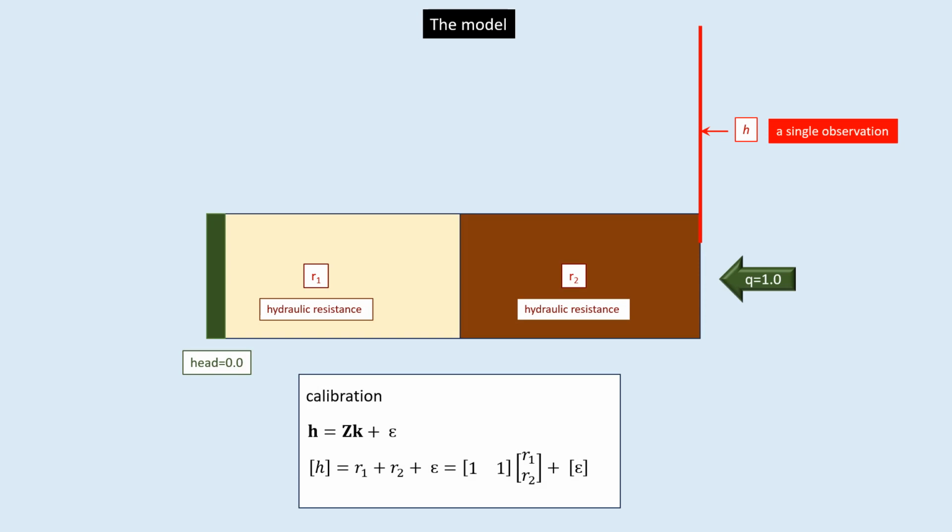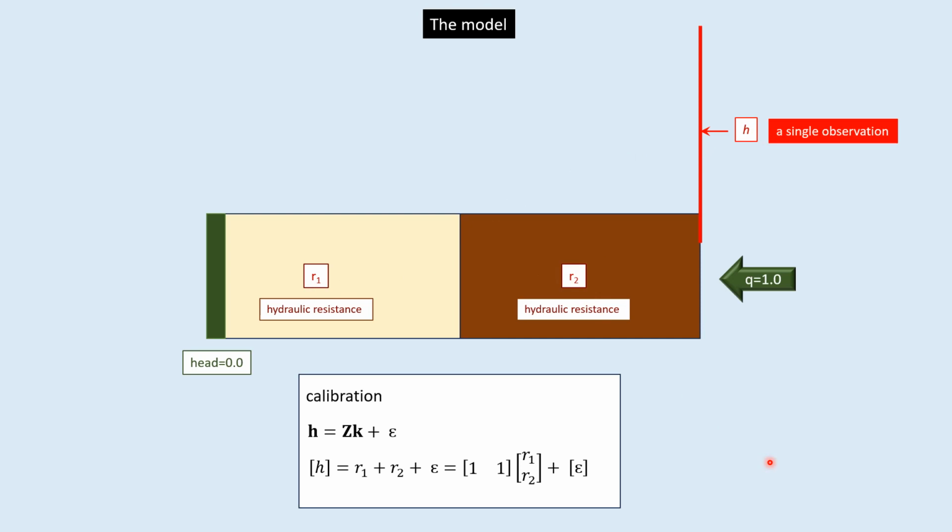So let's look at this model. Here it is. In this model we have groundwater flowing into the right-hand side of a confined aquifer system. The aquifer is comprised of two blocks with two resistances, R1 and R2. Flow is unity. That makes the maths very easy. We have a single observation at the right-hand end of the system. This is our calibration data set, our history matching data set. This is what we use to reduce the uncertainties of the estimates of the two resistances and of the predictions to which they're sensitive.